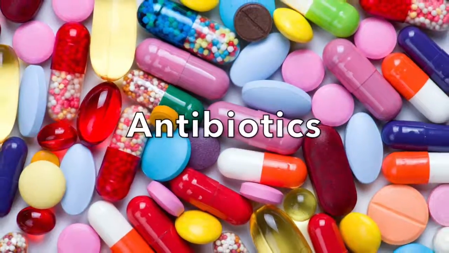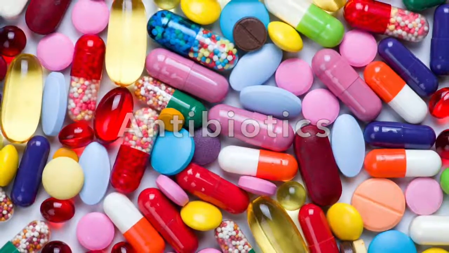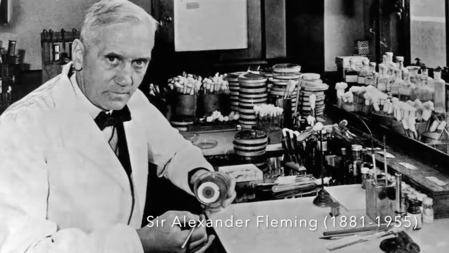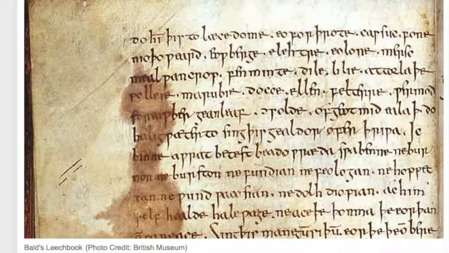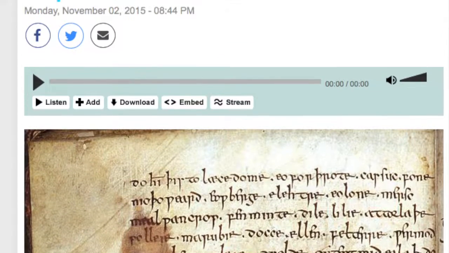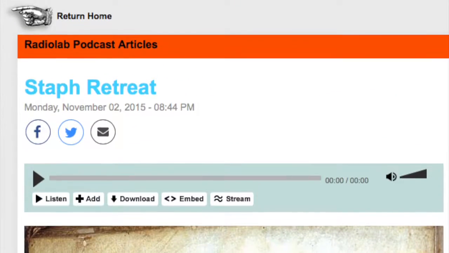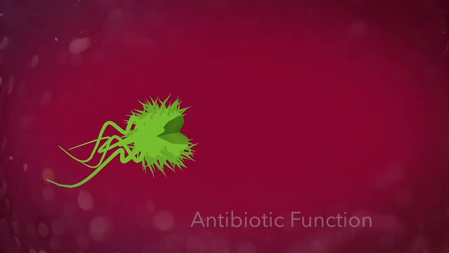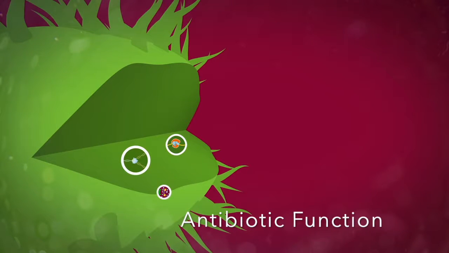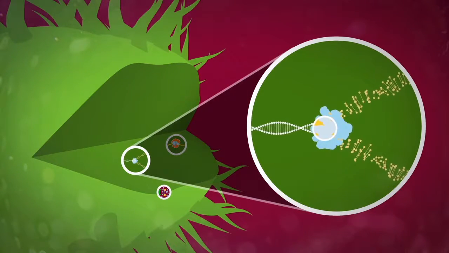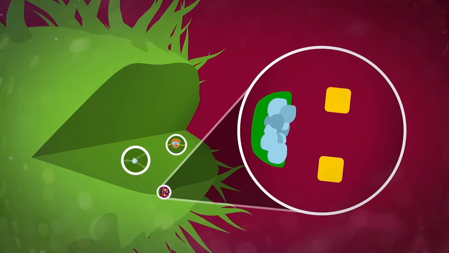A second common substance that could be used are antibiotics. The first modern antibiotic, penicillin, was discovered by accident by Sir Alexander Fleming. Antimicrobial substances were used centuries prior to the discovery of penicillin in 1928, which you can find out more about from Radiolab's episode titled Staph Retreat. Antibiotics are substances or compounds that kill or inhibit the growth of bacteria by targeting the metabolic pathways of prokaryotes, but leaving eukaryotic cells and viruses unharmed.